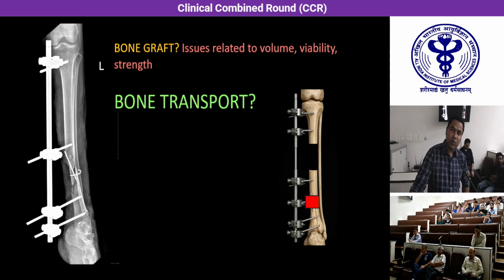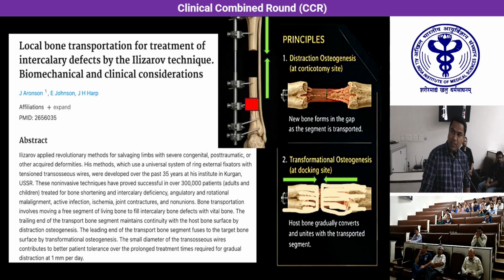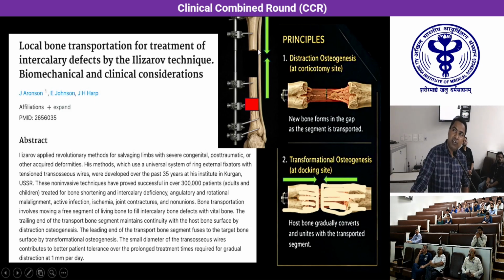So if we remove this bone, what options do we have? Can we apply a bone graft? The issue will be that there will be a need for extensive bone graft and there will be graft site morbidity, and such a bone graft will be devoid of any viability and strength. There is another procedure which has been established in literature, known as bone transport. In bone transport, we cut the proximal end of the intact bone and gradually, around 1 millimeter per day, transport that segment distally to the site of the void.